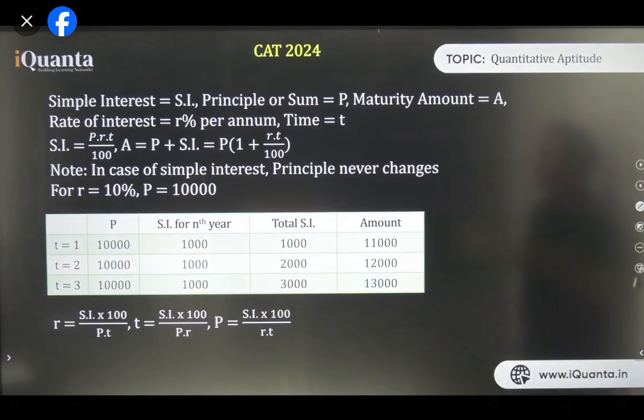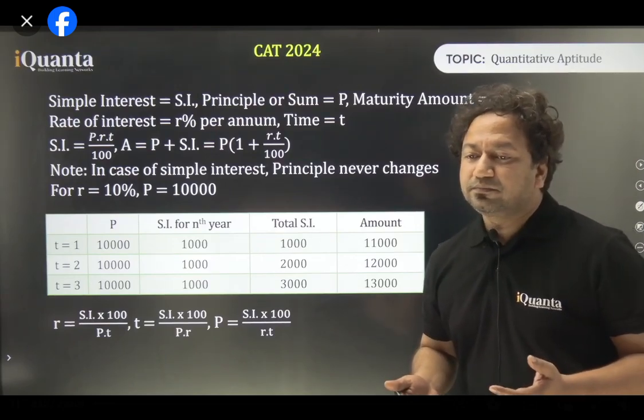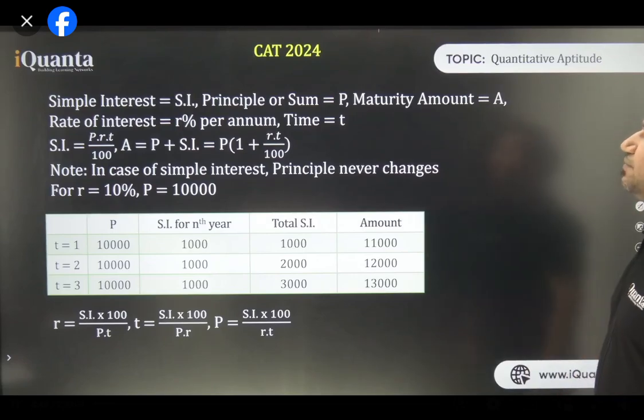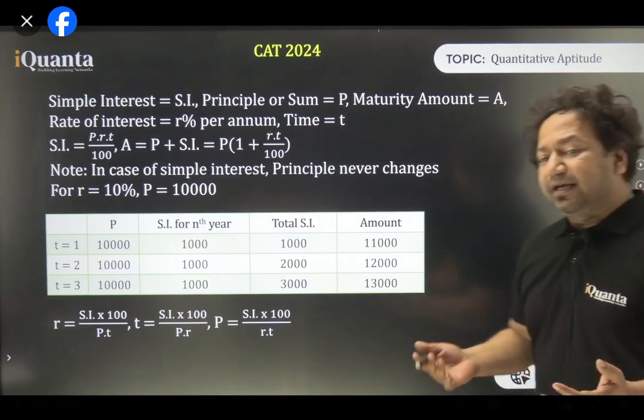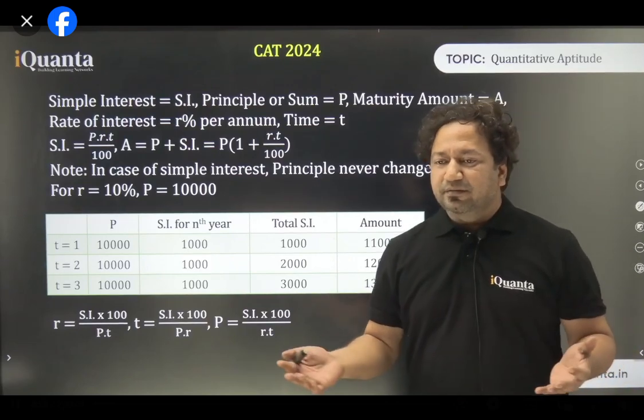So now we will call simple interest as SI. Principal or the sum, the initial sum will be called as P. The maturity amount would be A. Rate of interest or % per annum, time will be T. Normally in years, there are certain cases in which we try to take interest after every month, every quarter, every day. That is possible.